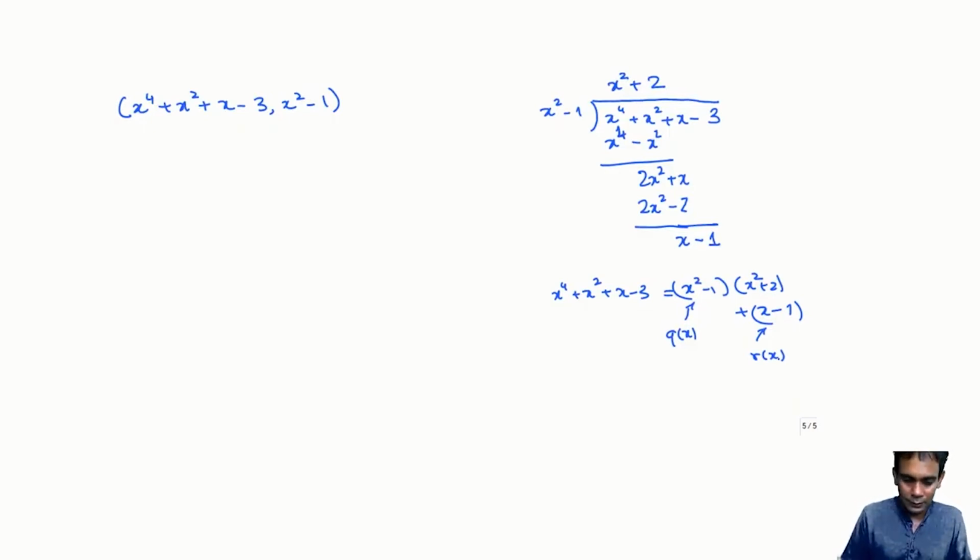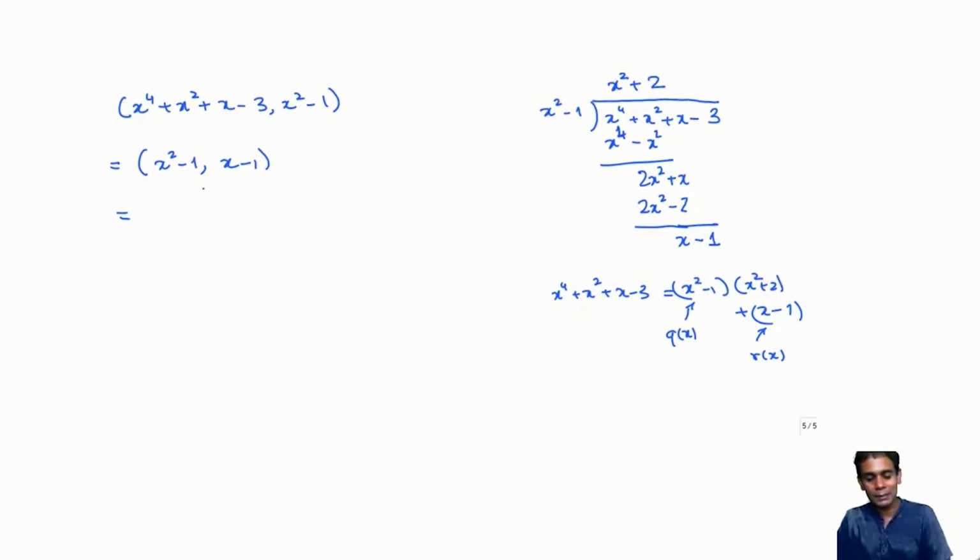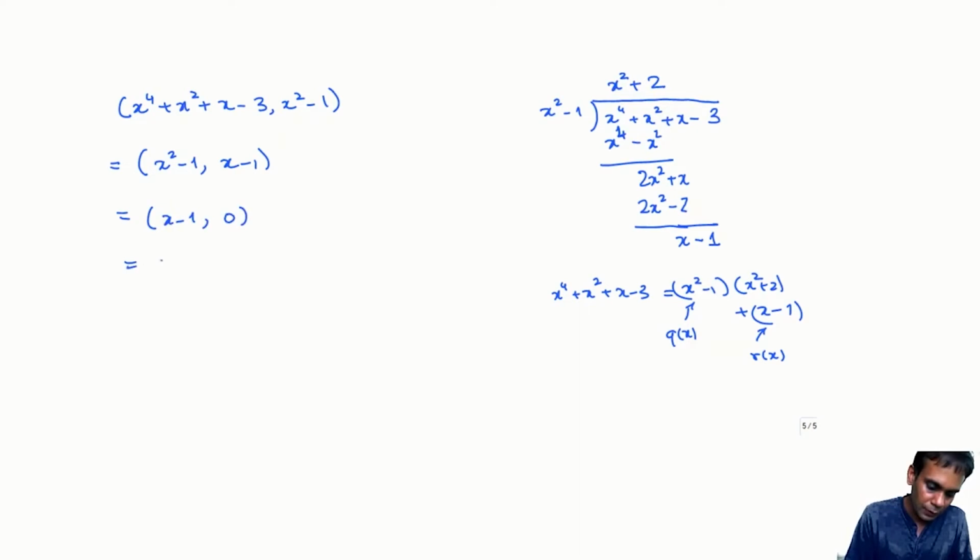So we can replace this ideal; it is the same as the ideal generated by x^2 - 1 and x - 1. And now we divide x^2 - 1 by x - 1. We know that x^2 - 1 is (x - 1) times (x + 1). So this is the same as (x - 1, 0). So that's the ideal generated by x - 1. So we have this ideal generated by two elements, and using Euclid's division, we've reduced it to an ideal generated by one element.